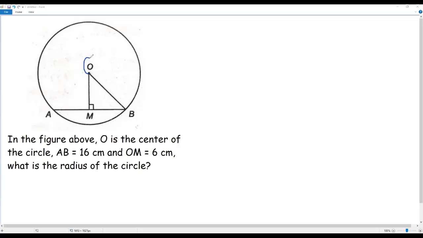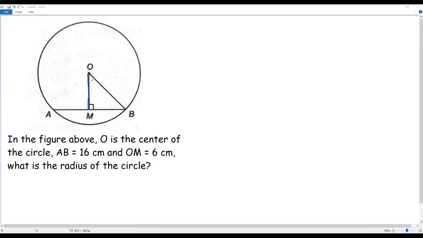The question clearly says O is the center of the circle, and there is a line segment inside the circle. Whenever we have a line segment inside the circle, and the two endpoints of the line segment are on the circle, it's called a chord. So AB is the chord, and they have drawn a perpendicular line from the center of the circle to the chord AB. Whenever we draw a perpendicular line from the center to the chord, it will bisect the chord. That is, it will divide the length of the chord into two equal parts.